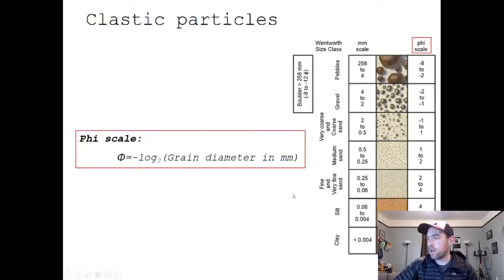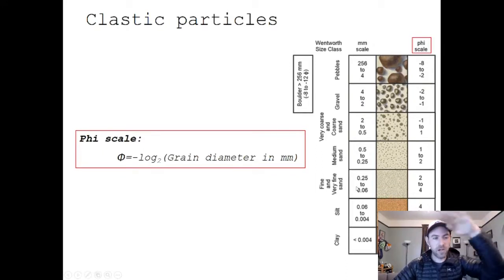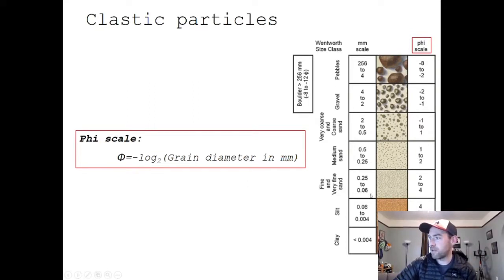Okay, so every gradient, or every change, is a factor of 2 different from the next one, right? You can see 0.0625. There's another classification break in here at 0.125, and then 0.25, 0.5, and so on and so on, right? And so it's minus log base 2 of the grain size in millimeters. Okay, so that's important. These are all millimeters.